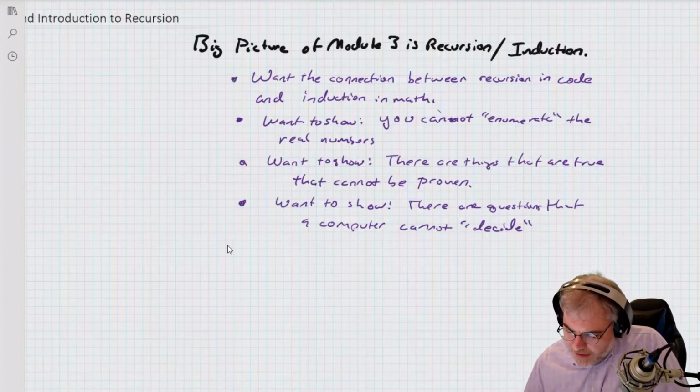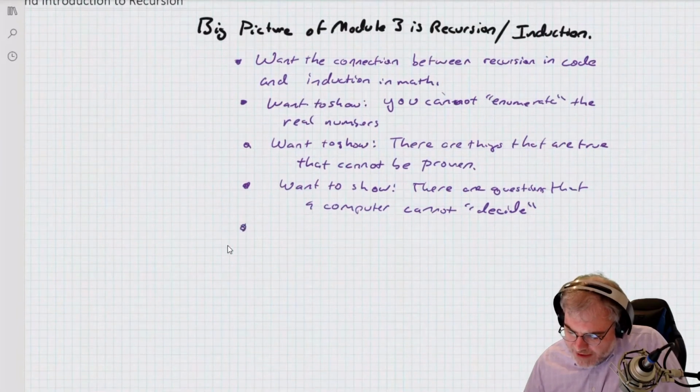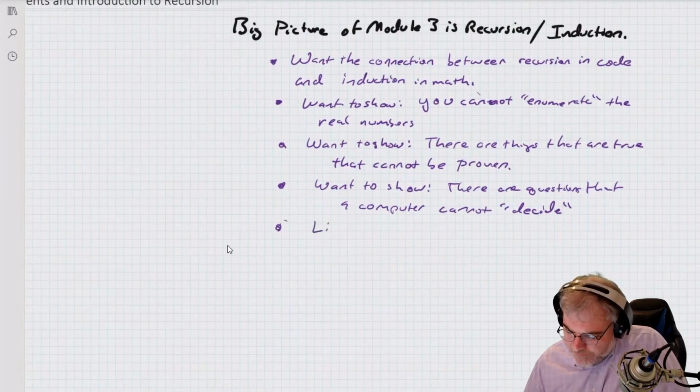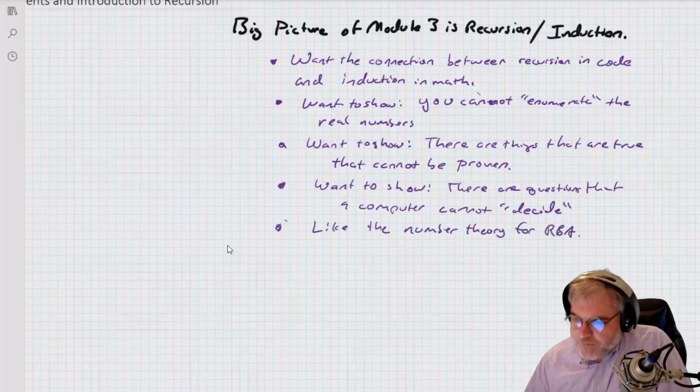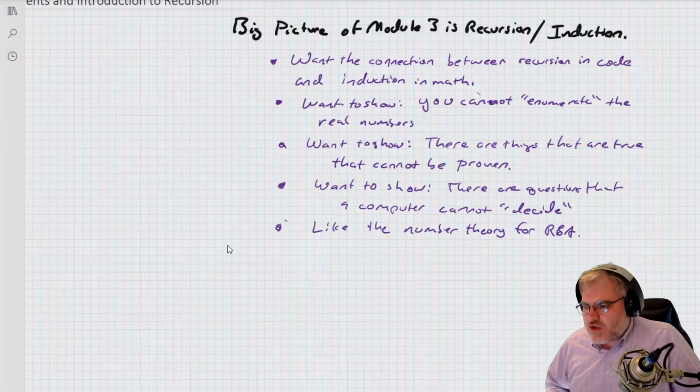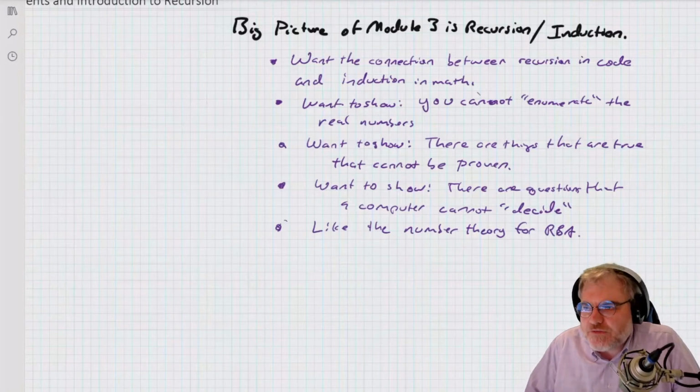And then I'd like some number theory. I would like the number theory needed for RSA. The first of these things that we're going to talk about is the exponents.